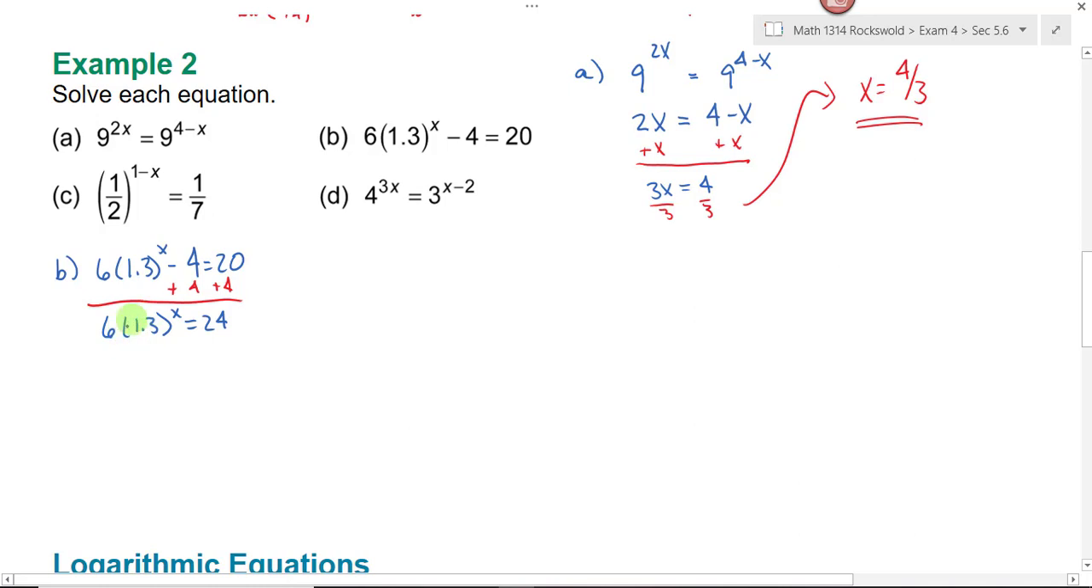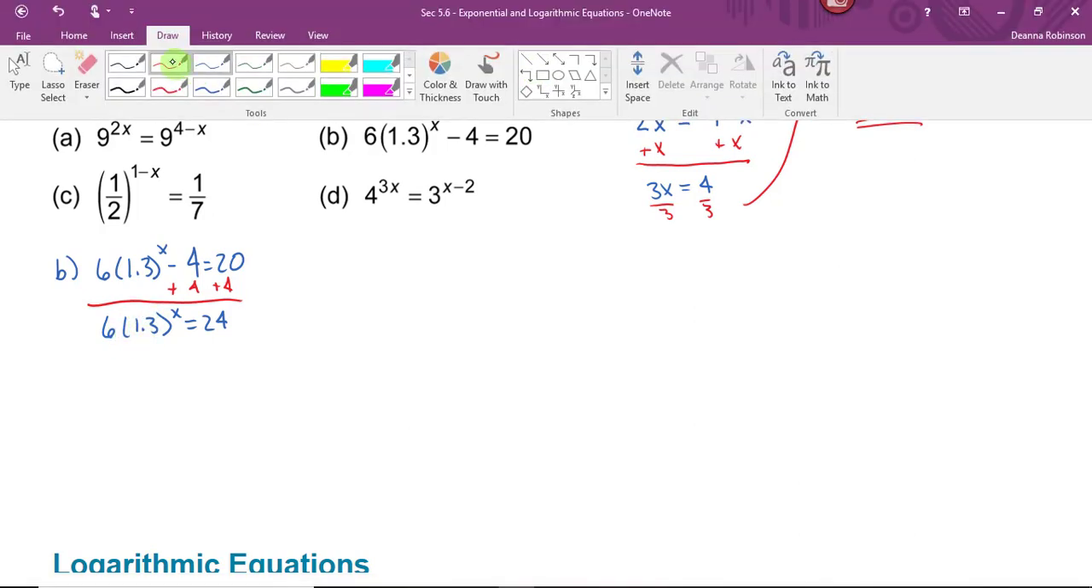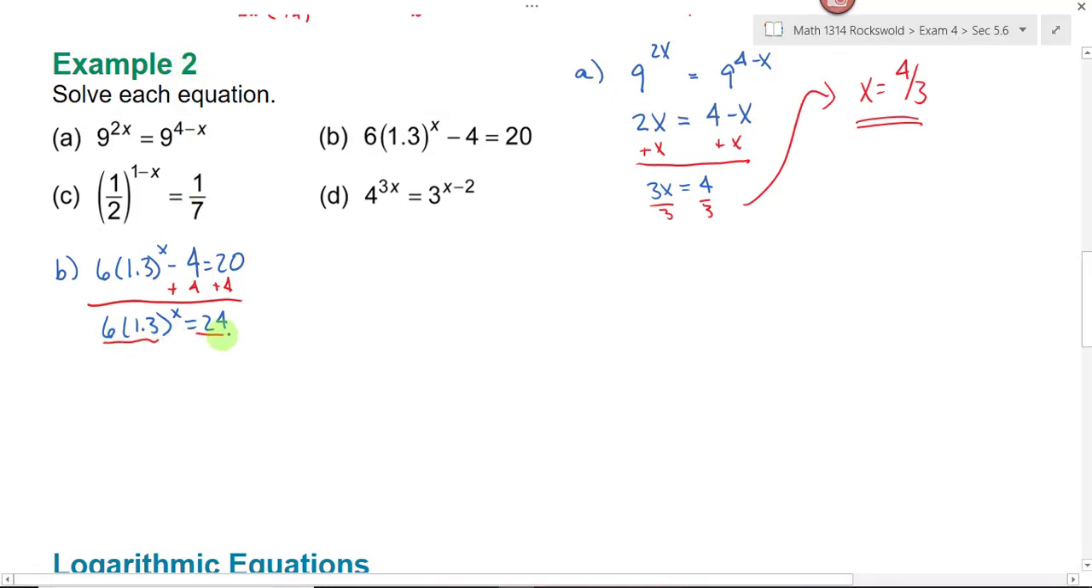Is this considered isolated now, or is there something else I can do? I can divide both sides by 6, and when I divide both sides by 6, I end up with 1.3 raised to a power of x equals 4. How do I get the variable out of the exponent now? Take the natural log of both sides of the equation. So I have the natural log of 1.3 raised to the x equals the natural log of 4. What do I do with the variable now? Put it in front. So that gives me x natural log 1.3 equals natural log 4. And how do I solve for x?